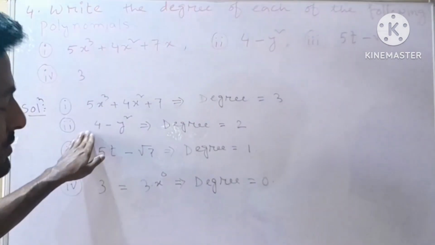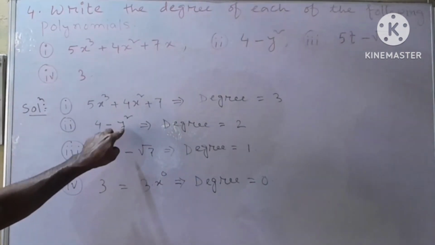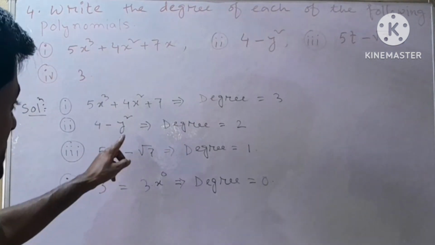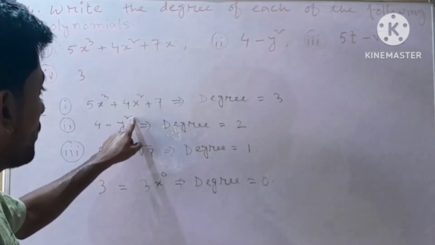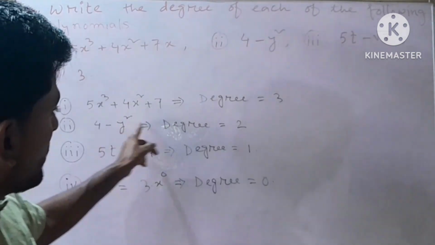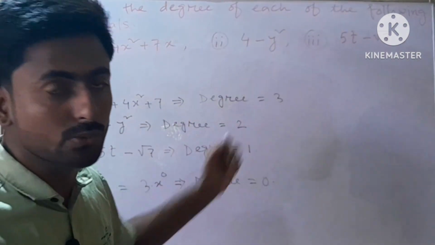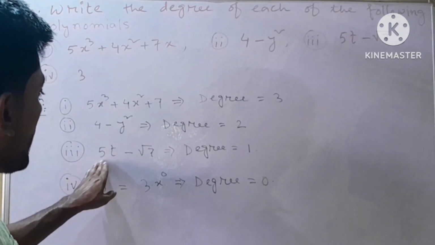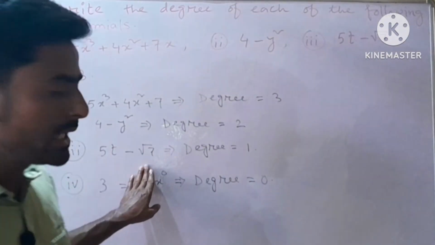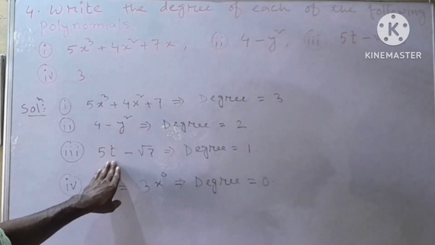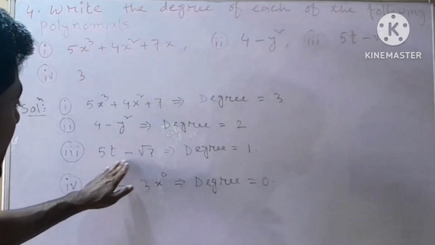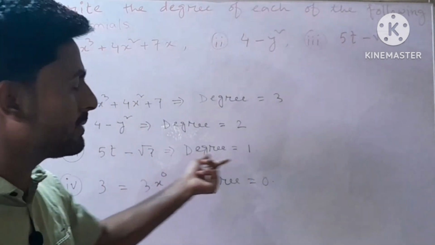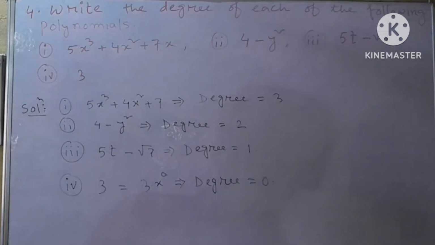Next, Roman number 2, 4 minus y square. Here the variable is only one, that is y, and the maximum power of the variable is 2, y square. So therefore the degree of this polynomial is 2. Next, Roman number 3, 5t minus root 7. Here the variable is only t, and the power of the variable is 1, so therefore the degree of this polynomial is 1.